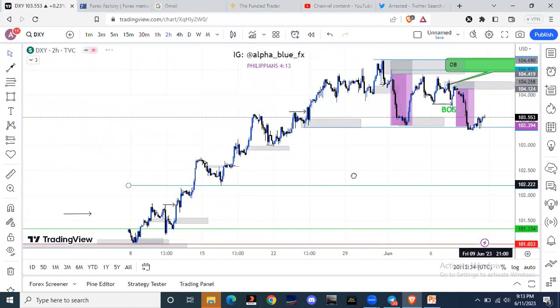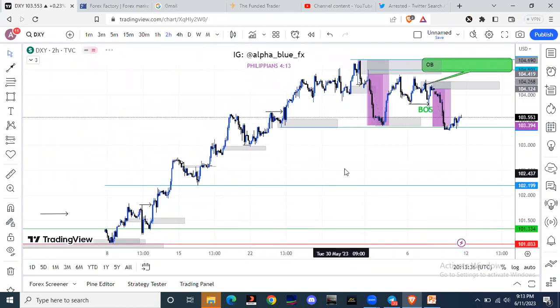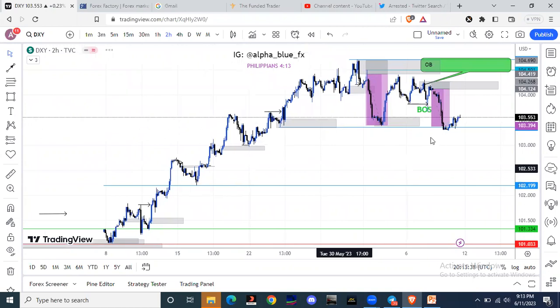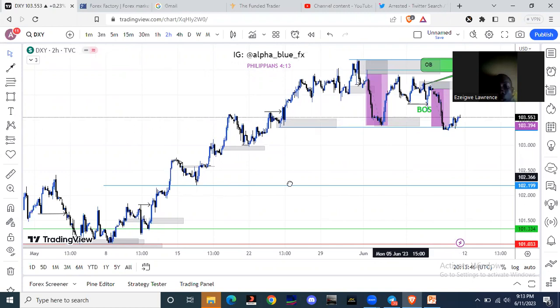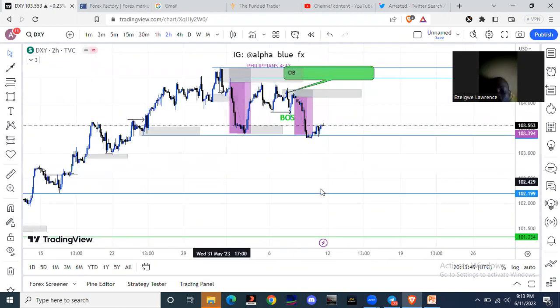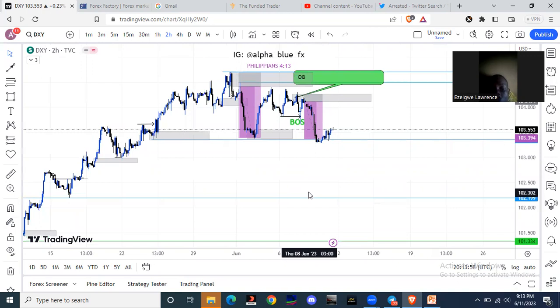You can find order blocks on different time frames. You can find them on 1 hour, 30 minutes, 5 minutes. It's not just on the higher time frames. But as I said, the order blocks on the higher time frames are usually the stronger order blocks that will most likely hold, unlike order blocks on 5 minutes, 1 minute.